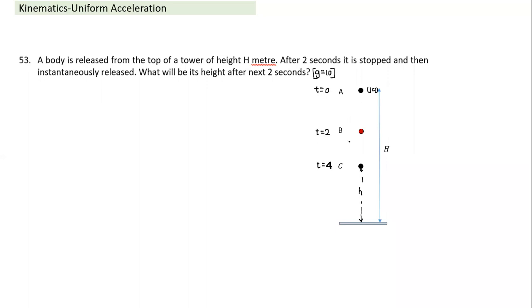This speed is u. What is the speed at point B before it is caught? Tejas, you tell me. It'll be 2g, sir. It will be 20 meters per second. Yes, sir. And what is the time interval?